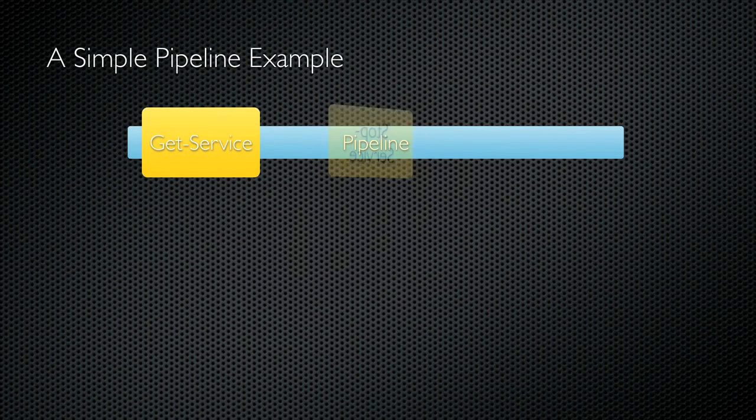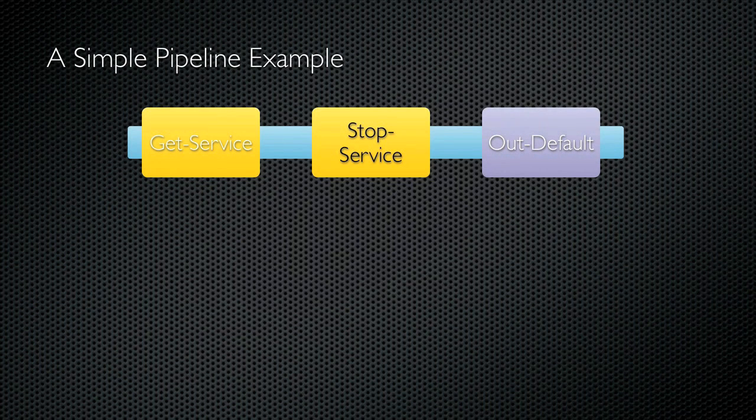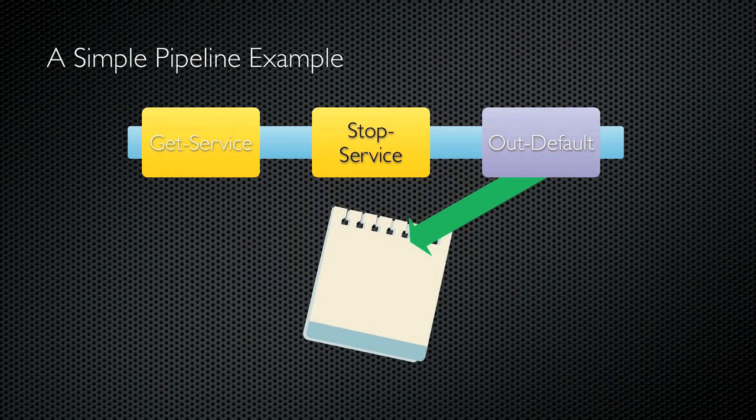Here's another pipeline with Get-Service. I'll be piping its output to Stop-Service. So Get-Service gets the services, pipes them to Stop-Service, which stops the services and consumes the objects. See, nothing is placed into the pipeline. And so Out-Default has no objects to work with, and the result is no output since there's nothing to create that output from.